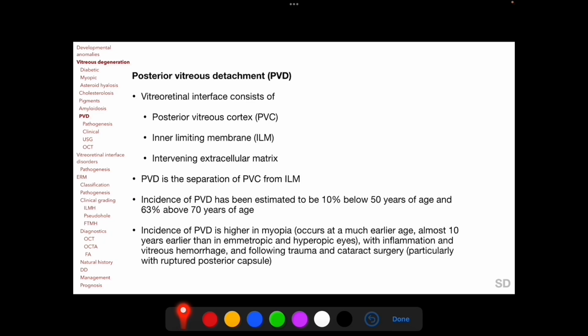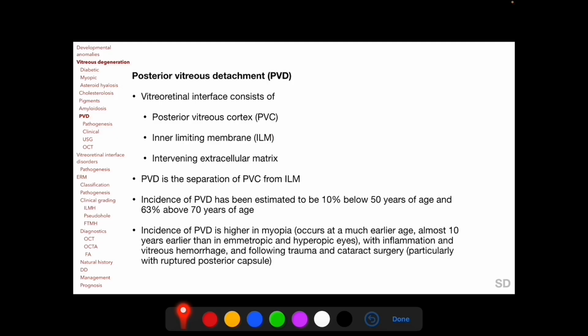The vitreoretinal interface consists of the posterior vitreous cortex, the inner limiting membrane, which is the innermost layer of the neurosensory retina, and the intervening extracellular matrix between these two layers. Posterior vitreous detachment is the separation of the posterior vitreous cortex from the inner limiting membrane.